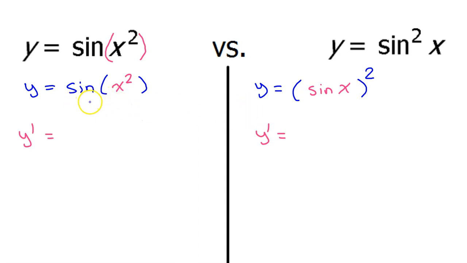Back to this example. According to the chain rule, we first take the derivative of the outer function. The derivative of sine is cosine.